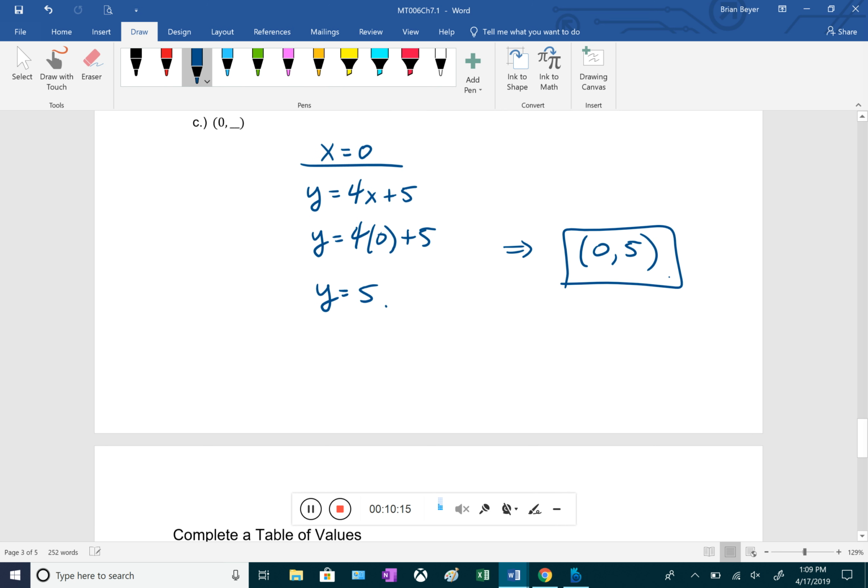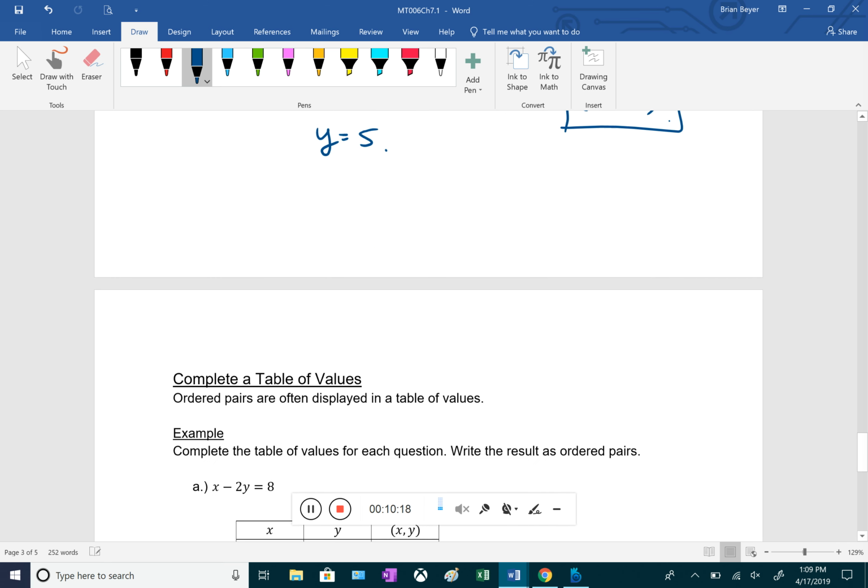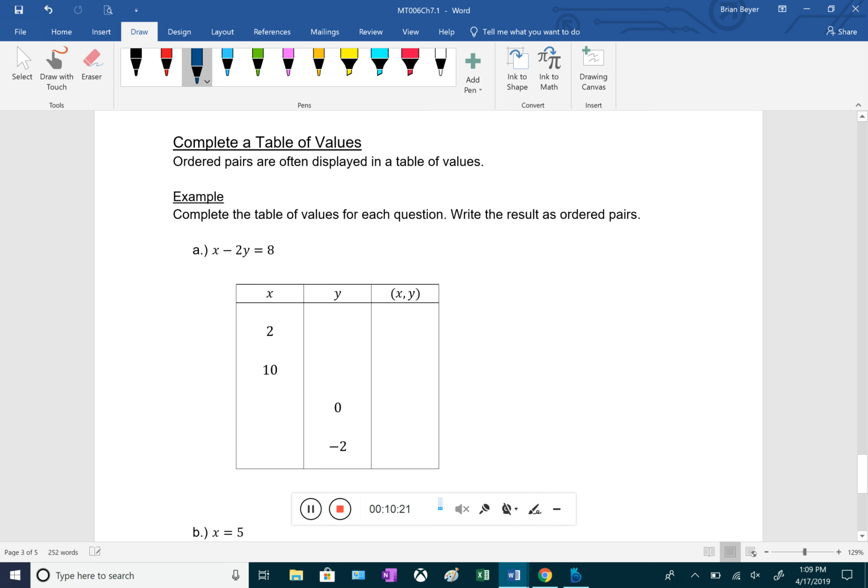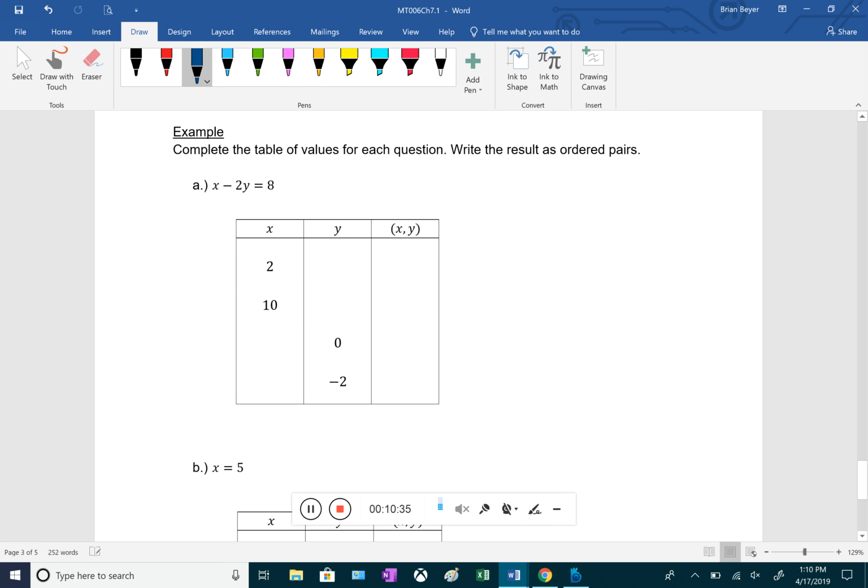Okay, so extending this definition a little bit further here, we can use it to complete a table of values. So this is a pretty normal way of seeing ordered pairs, as a table of values. So let's do this example: complete the table of values for each question, write the result as ordered pairs. So we're pretty much doing the same thing here. So we have x minus 2y equals 8, and we have these different values. I'm going to erase these in a second. We have 2 values of x, 2 values of y, where we want to find the other variable, and then write it as an xy coordinate.